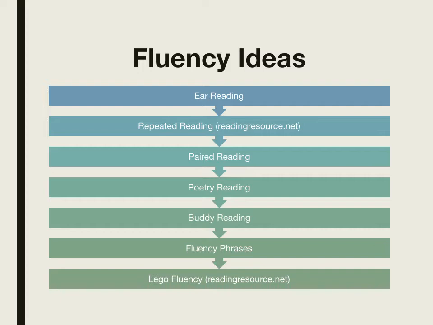Repeated reading. Readingresource.net is a fabulous resource that gives you videos on how to do this and the handouts where your child can plot their reading and look at the difference between their first and their fifth read. I strongly recommend this one. Paired reading, where the student follows along and reads with their partner and then taps the partner's hand for the partner to phase out. Buddy reading and poetry reading. Fluency phrases, which are an excellent way to start with your fluency. Lego Fluency is an excellent, fun resource that you can find on readingresource.net.